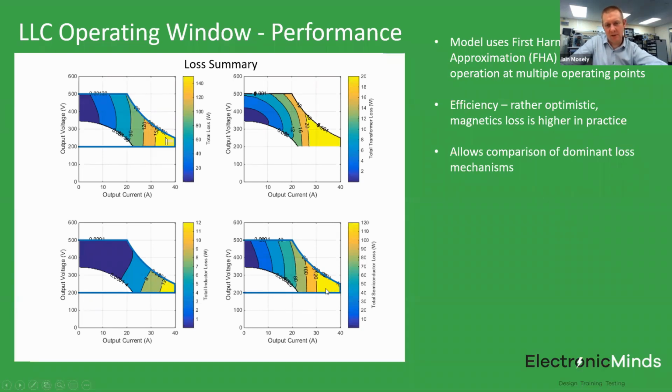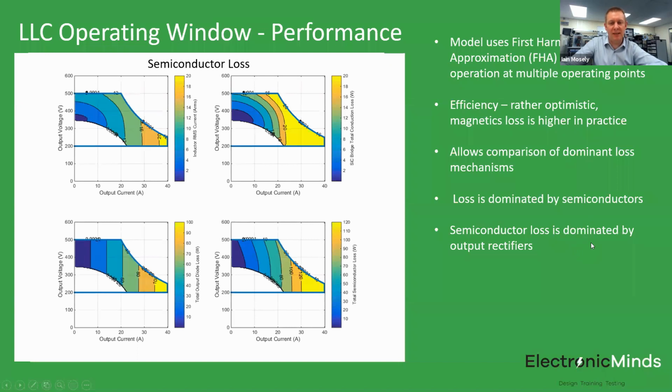But look how much loss we've got in the semiconductors. The majority of the loss in the system at these operating points is actually due to the power semiconductors. And it's not because they're bad, it's just because of the way this system works. The important thing here is we now know where the dominant loss mechanisms are. So we know where to spend time and money to try and improve the system. We may as well do it on the semiconductors.